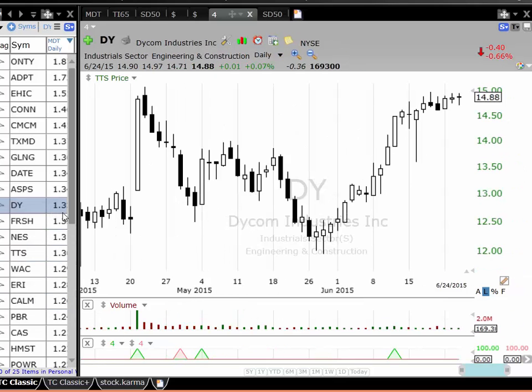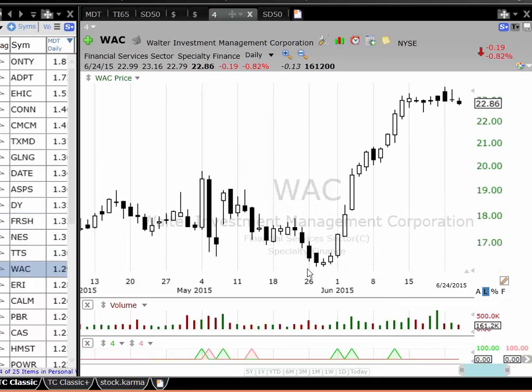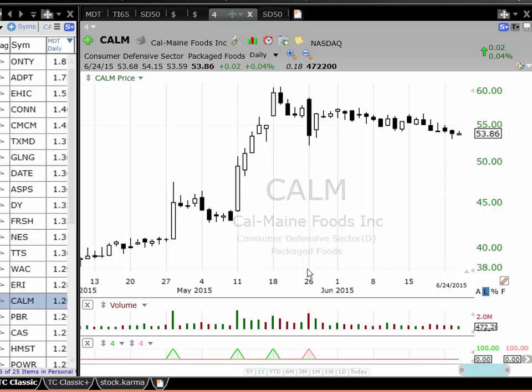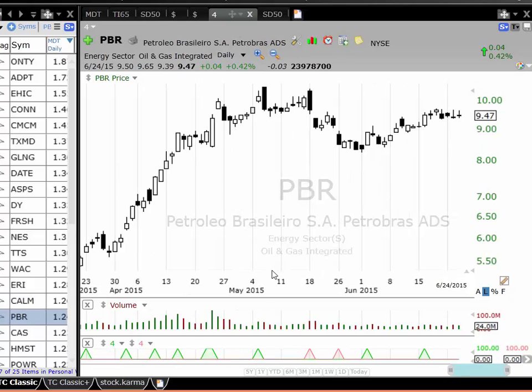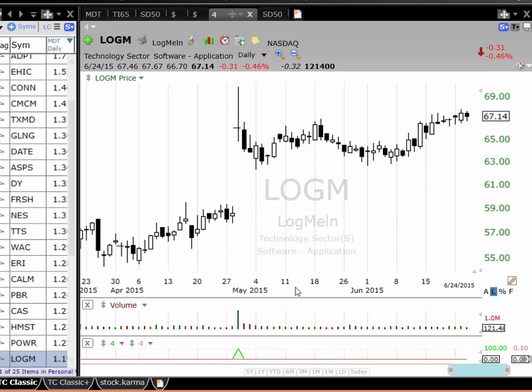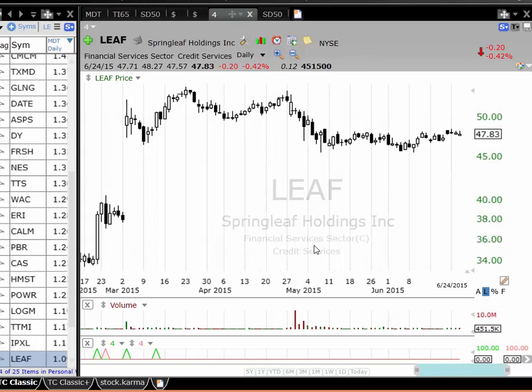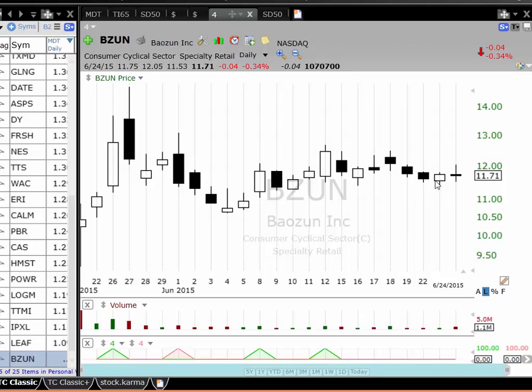I think we are here: DY, FRSH, NES, TTS, Walter, Calm, Petro Brazil. Not all of these are A category setups. Home Street, Power, Secure, then LogMeIn, TTMI, Impaxil, Leaf. Then you have this Chinese retailer which is setting up very well. See, this is a very nice setup on an IPO. So there are like four or five which I'm watching very keenly.